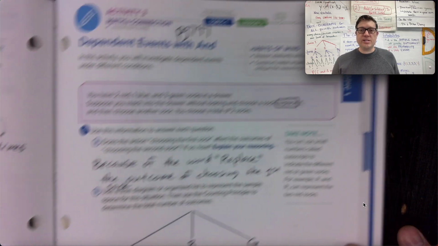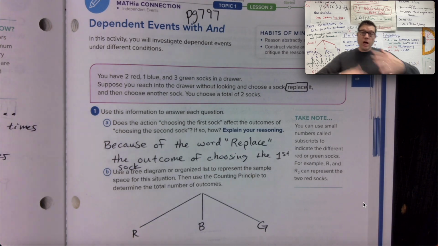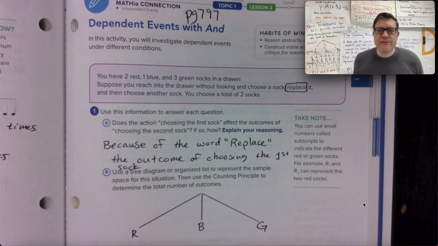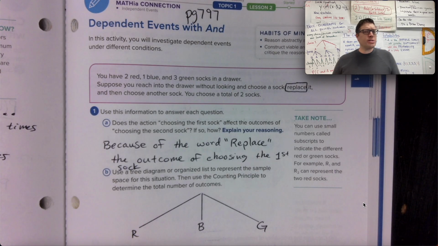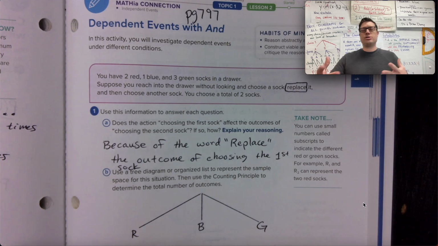You guys, page 797, we're in the next activity. It's activity 3 out of our lesson, talking about compound probabilities, compound events, and the word and. We want to study what it means to maybe be dependent, but let's get into the conversation around socks.